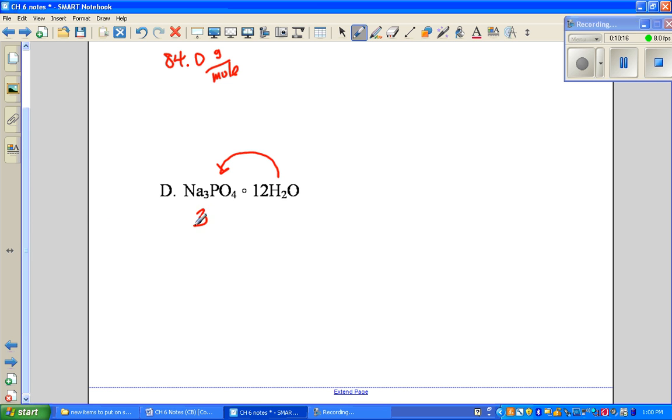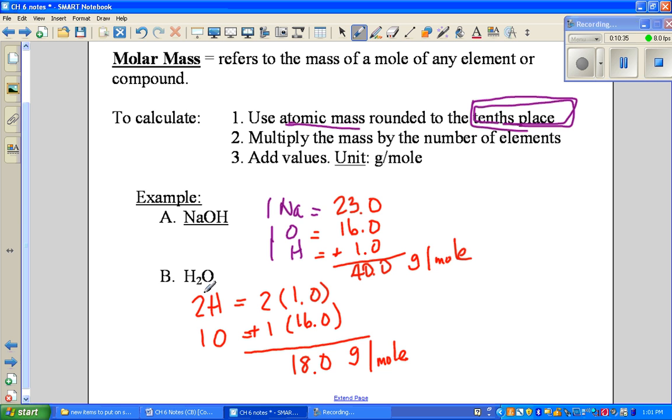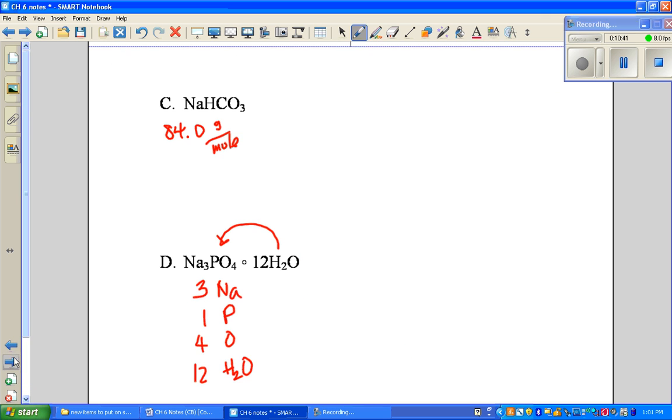So we're going to do the same thing. We're going to do 3 sodium. We're going to do 1 phosphorus. We are going to do 4 oxygen. And then the easiest way to do this is just to keep water as a compound. We are going to use it a lot, and that's why I had water in my last example here, that you can see that water's molar mass was 18. Well, you're going to use that number a lot, and so it's something that you'll just remember.